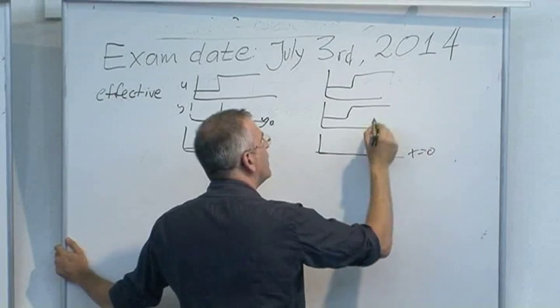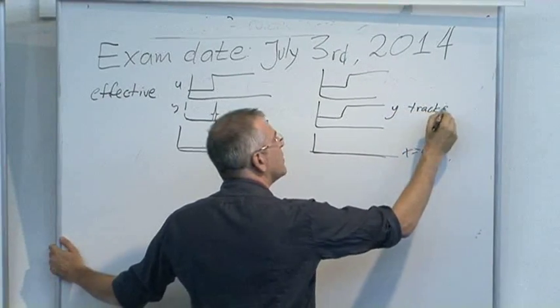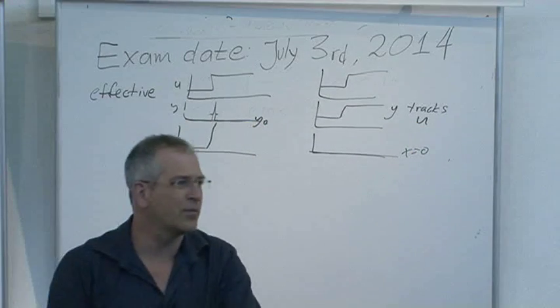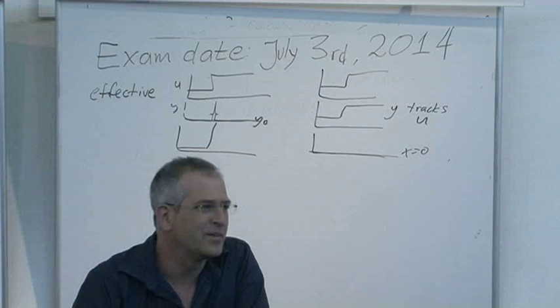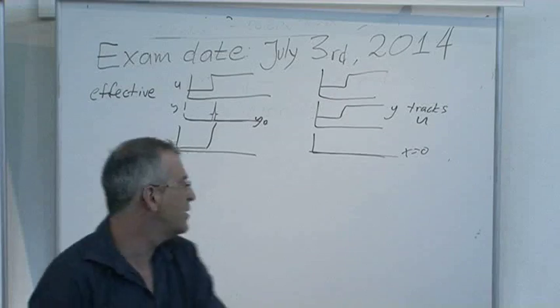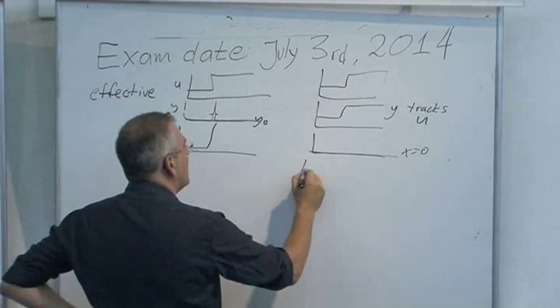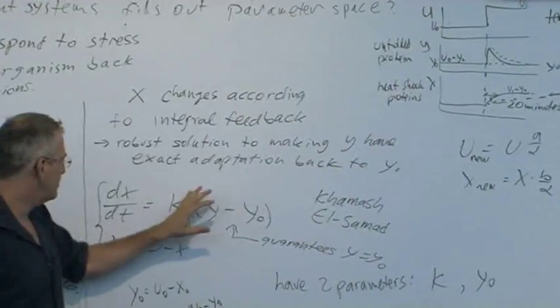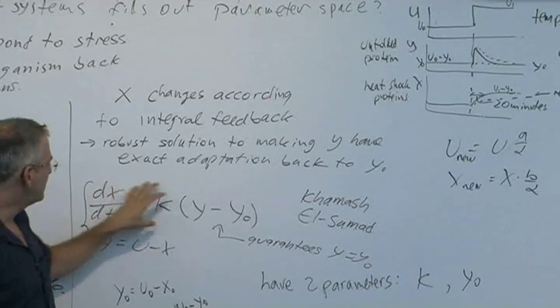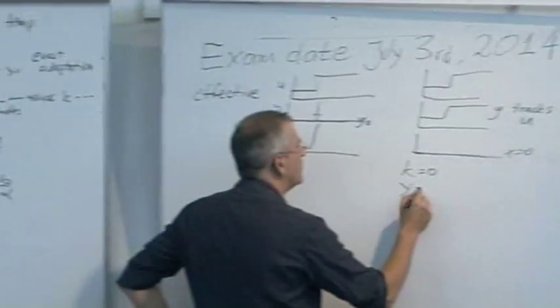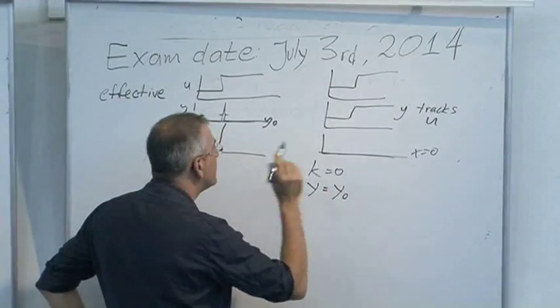x is 0, and y basically tracks u. So the effectiveness of this archetype is to have no heat shock system. And the way that works is that you put k equals 0. So how can we have no production of x? We put k equals 0, so that this is 0. And there's another way to make this side 0, which is to make y equals y0.